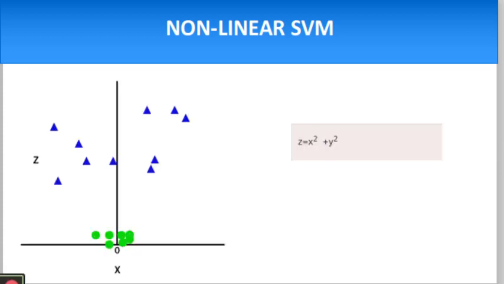Now, to separate these data points, we need to add one more dimension. For linear data, we have used two dimensions, x and y. So for non-linear data, we will add a third dimension, which is called z. It can be calculated as z is equal to x square plus y square, by adding the third dimension. Okay, so now this is the formula to calculate the non-linear SVM.